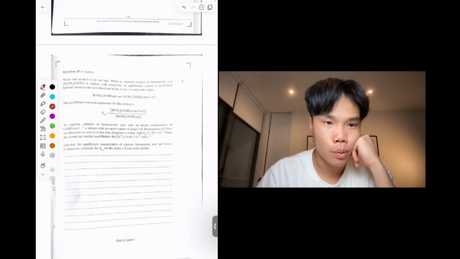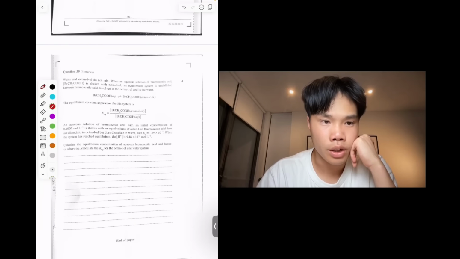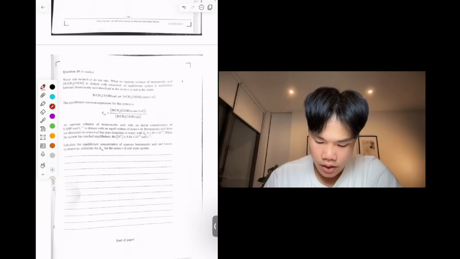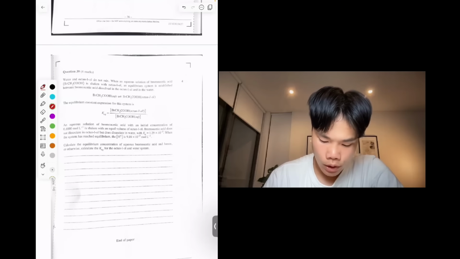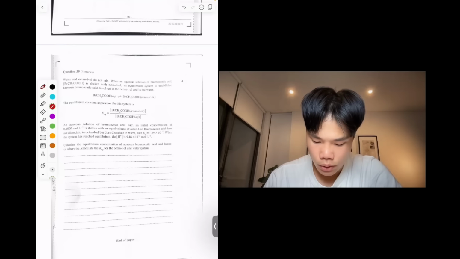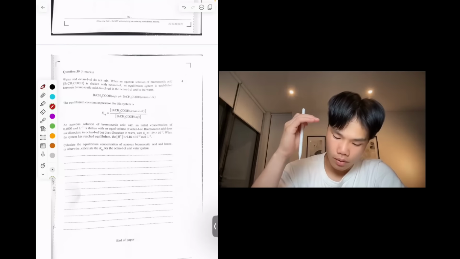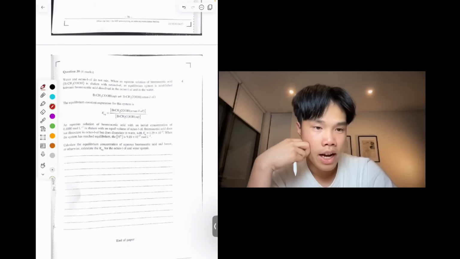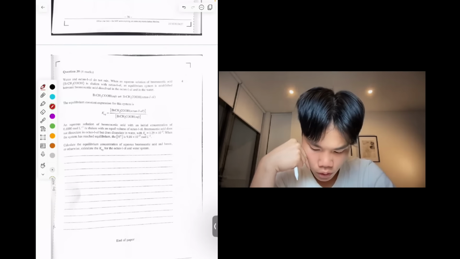Water and octan-1-ol do not mix. When an aqueous solution of bromoacetic acid, BrCH2COOH, is shaken with octan-1-ol, an equilibrium system is established between bromoacetic acid dissolved in the octan-1-ol and in the water. BrCH2COOH aqueous is in equilibrium with BrCH2COOH in octanol. The equilibrium constant expression for this system is Keq equals the bromoacetic acid dissolved in octanol divided by the bromoacetic acid dissolved in water. An aqueous solution of bromoacetic acid with initial concentration of 0.1 mol per liter is shaken with an equal volume of octan-1-ol.